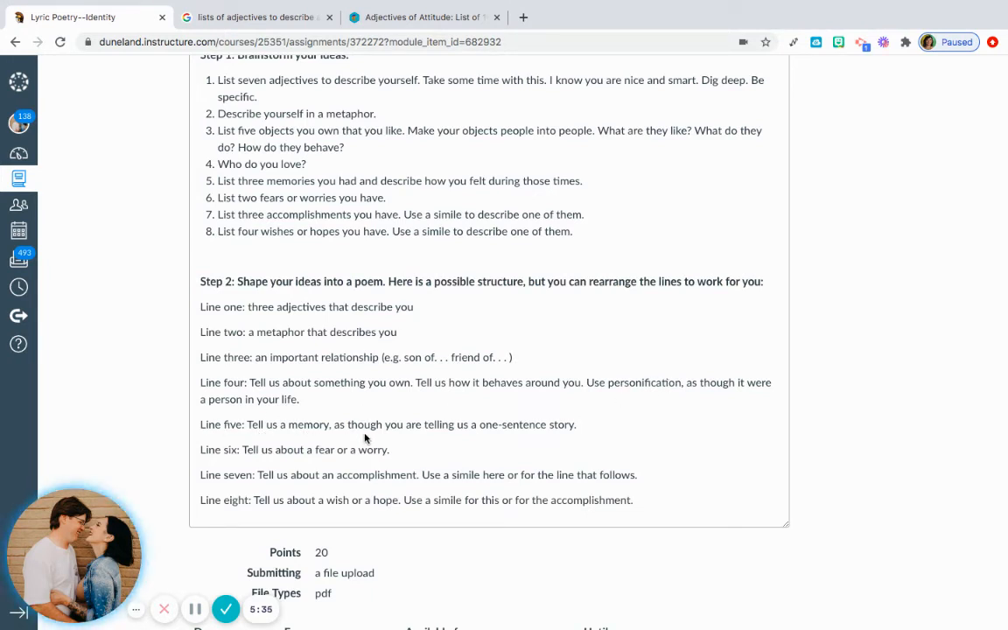Five, tell us a memory as though you are telling us a one-sentence story. Line six, tell us about a fear or worry you have. Line seven, tell us about an accomplishment. Use a simile here. And eight, tell us about a hope or wish.